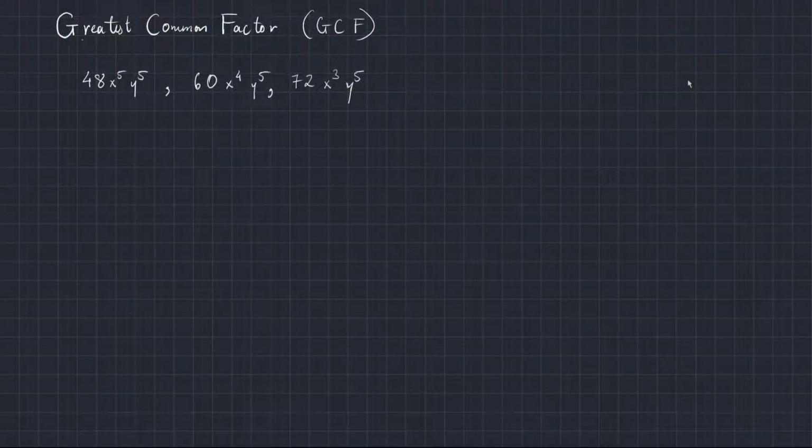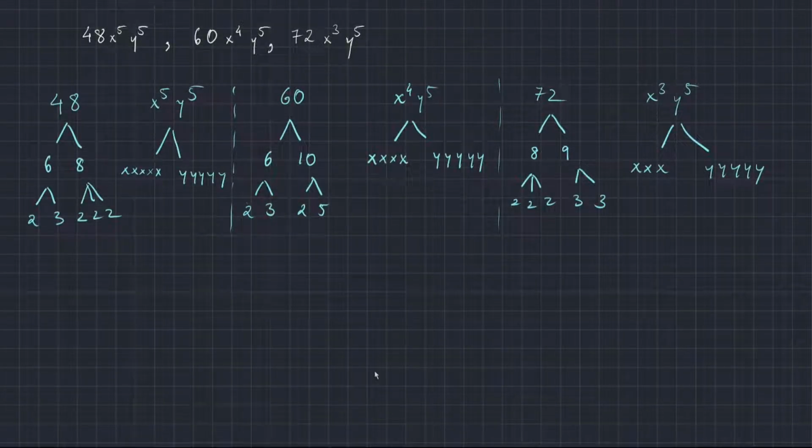Now that we've seen what factors are, let's go over the most important aspect of factoring, and this is the greatest common factor. Now the greatest common factor can be found by making factor trees for each of these expressions. For example, let's deal with all of these separately. I'm sure you notice that 2, 3, x and y are common to each of these expressions. But to find the greatest common factor, we select the maximum number of common factors.